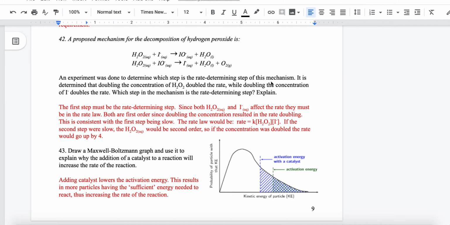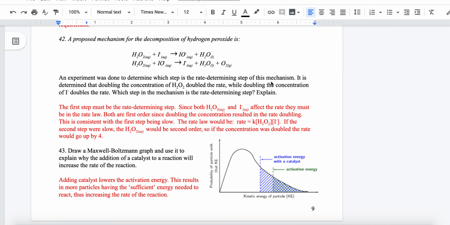All right, in this next mechanism, they have not identified the fast or the slow step, but they're giving you some information about how changes in concentration impact the rate. So they're kind of getting you to know that the rate law should be this. According to this, the rate law has to be some rate law where the H2O2 is first order, based upon knowing that if you double the concentration of H2O2, you double the rate.